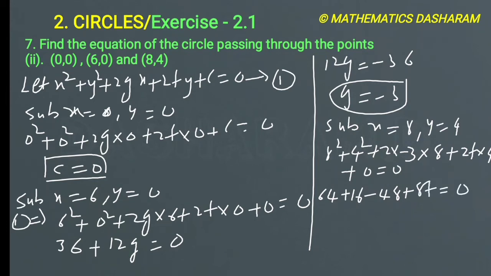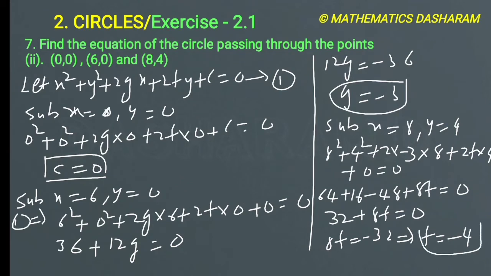64 plus 16 is 80. 80 minus 48 is 32. Plus 8f equals to 0. Then 8f equals to minus 32. Then f equals to minus 32 by 8. So that is minus 4. So f value is minus 4.